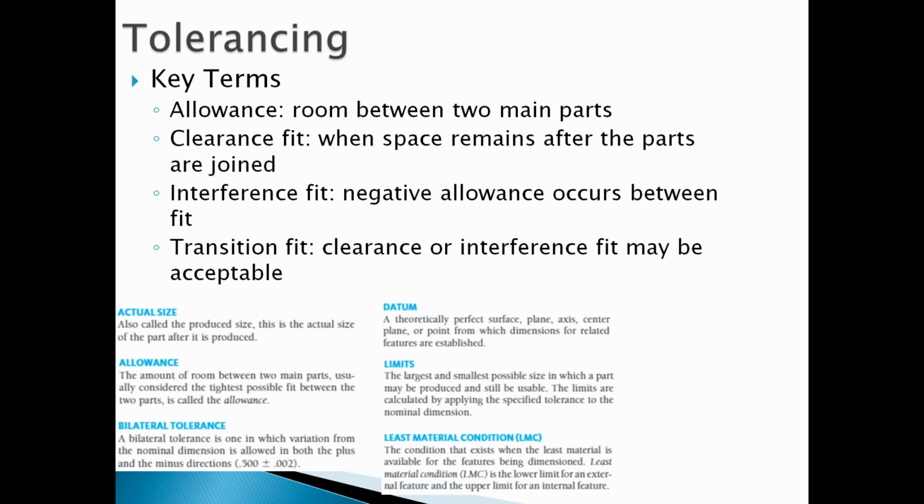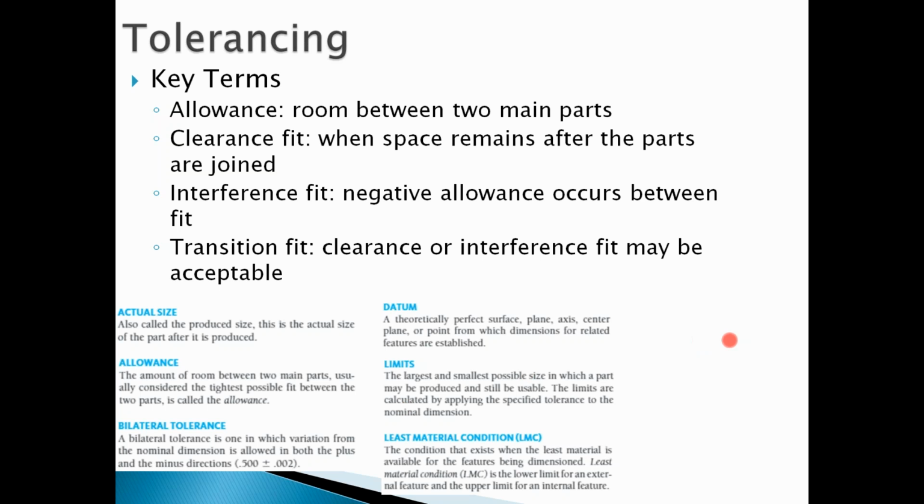So the tightest possible fit between the two parts is called the allowance. We have another term, bilateral tolerance. A bilateral tolerance is one in which variation from the nominal dimension is allowed in both the plus and the minus direction. 0.50 plus and minus 0.002 is one example to show the bilateral tolerance.